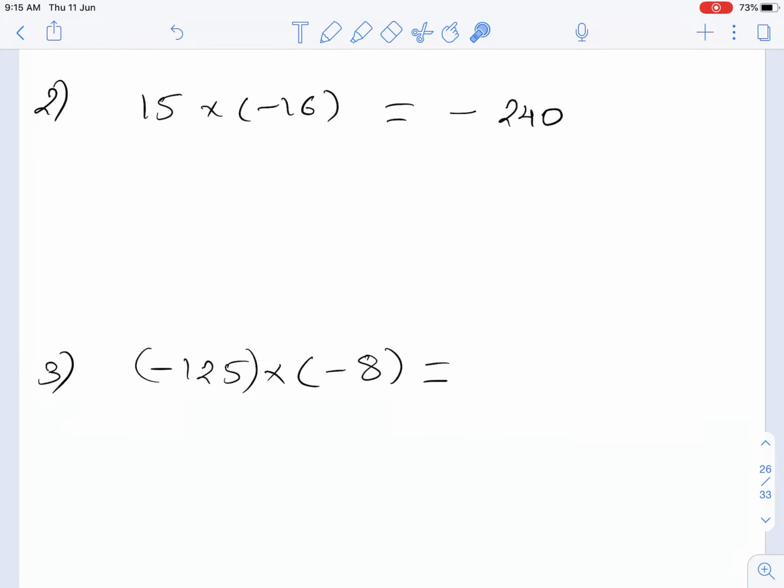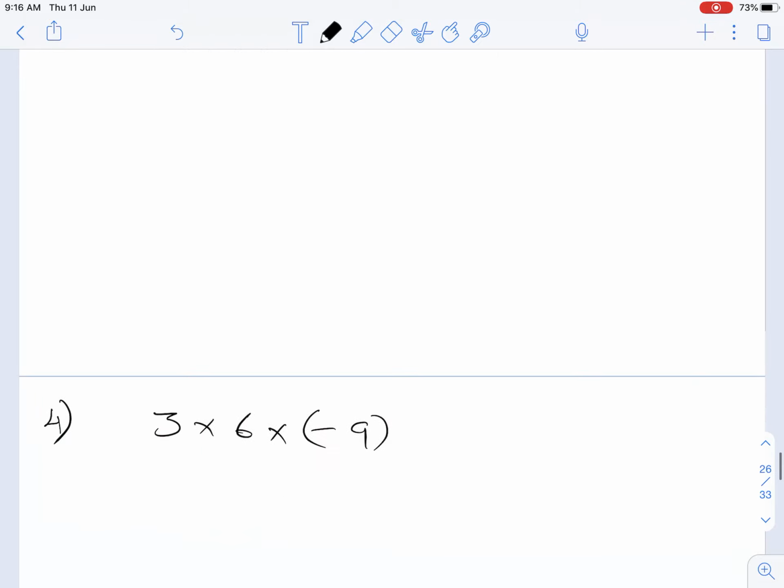Here again a multiplication is given: multiply minus 125 into minus 8. Both the numbers have the same sign. We learned in the previous class that when two numbers having the same sign are multiplied, we write a plus sign in their product. Then we multiply 125 with 8. So 125 into 8 is equal to 1000. Then let us move to the next example.